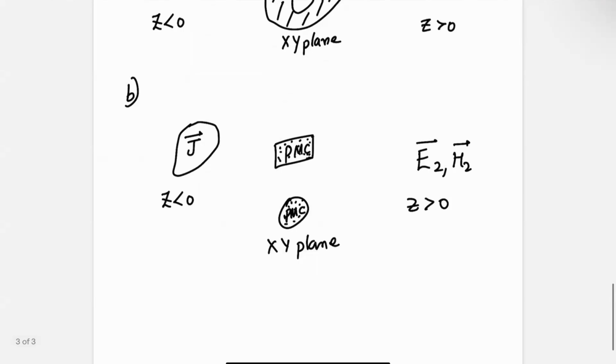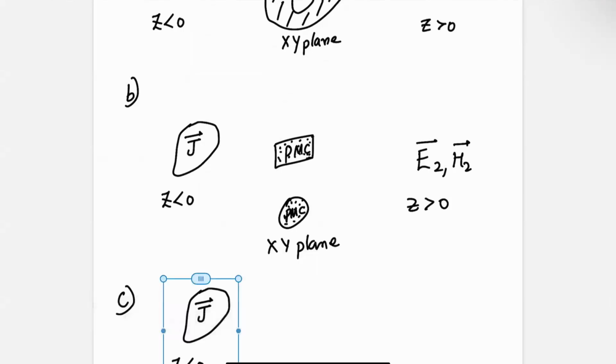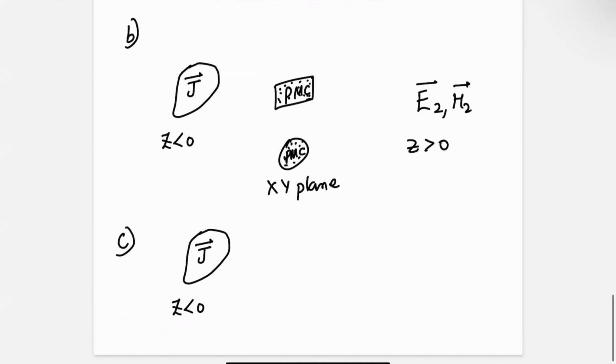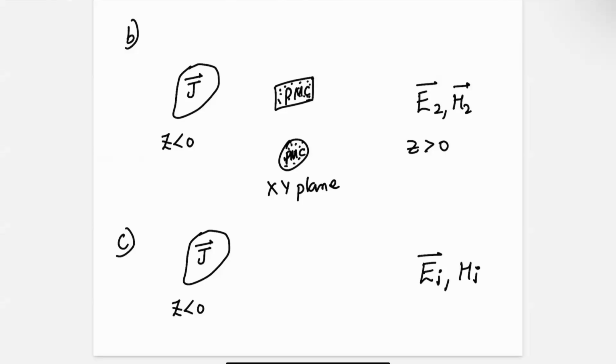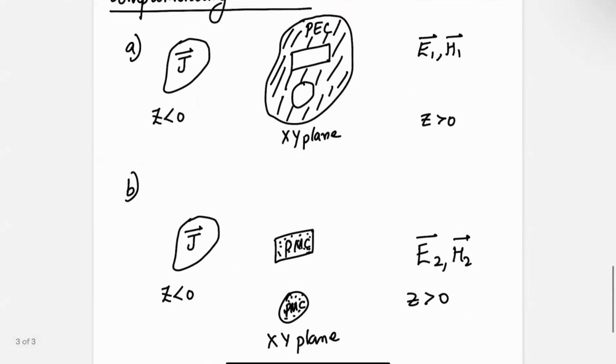In the third case, I have again the same current. And now I have no sheets anywhere. XY plane is all empty. And I have fields on the right, and these fields I'll call the incident fields, because these are the fields where you have no scatterers. These are the incident fields, EI, HI. So those are the three different situations.